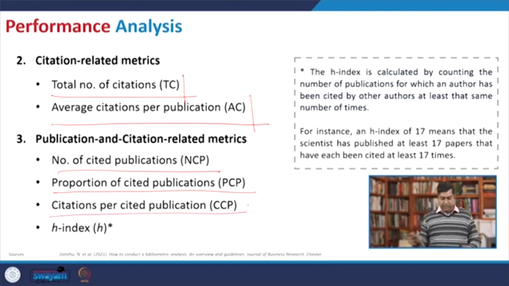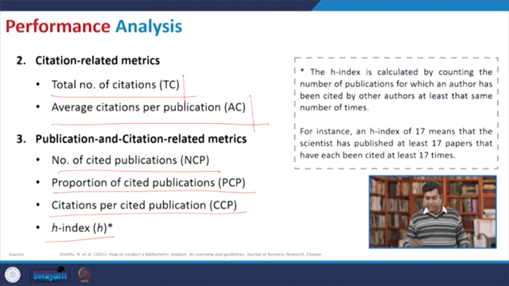Citations per cited publication, CCP, is another metric, and also the H index. The H index is nowadays a good indicator, many a time, for evaluation of a student, or for the profession, for any such academic upgrade or promotion. So, people can also look at this H index.